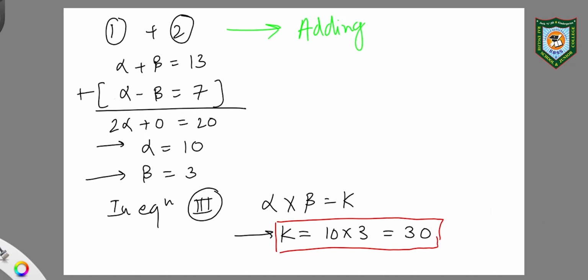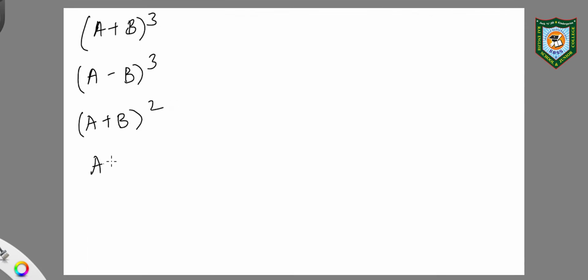Now, example number 3 is a very good question, and I'll recommend that all of you start remembering formulas, or at least revising formulas for a plus b whole cube, a minus b whole cube, a plus b whole square, and a minus b whole square.